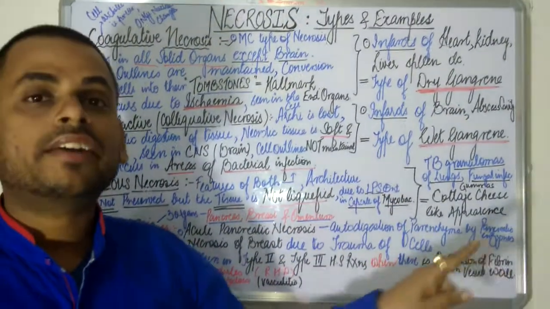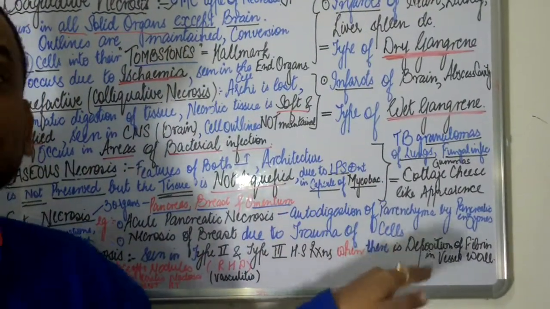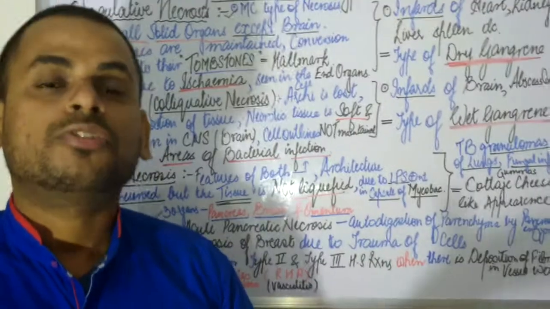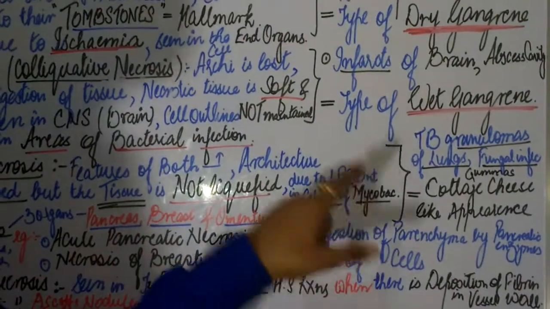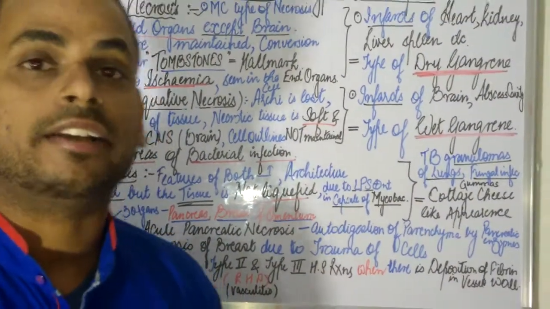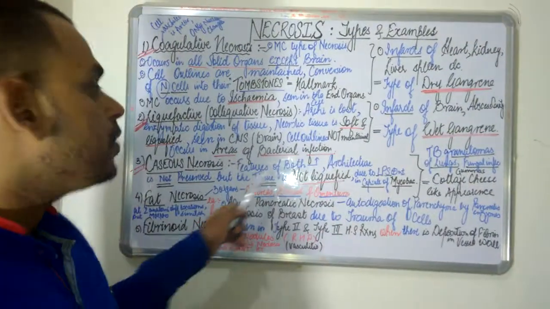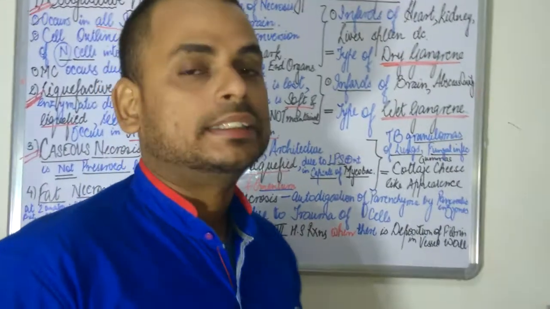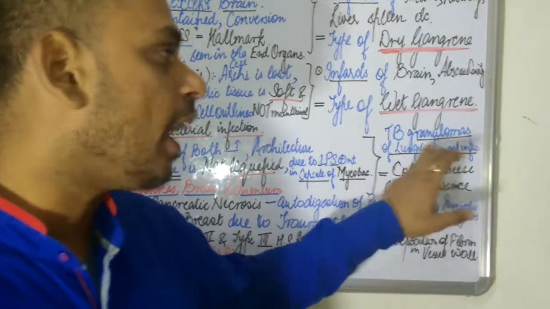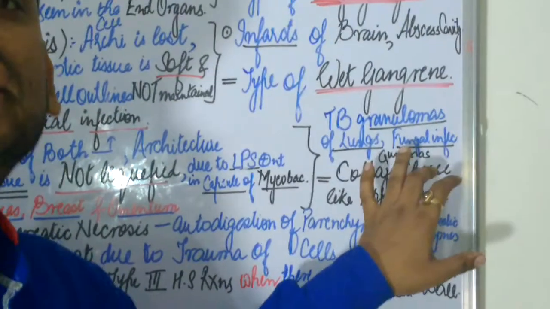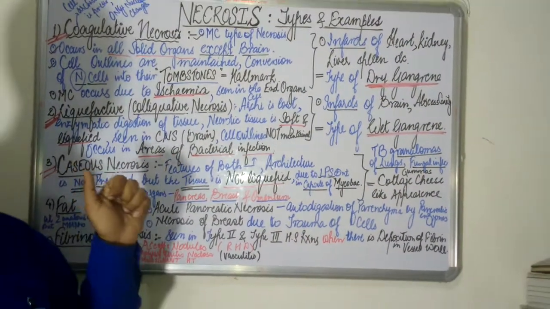At the cellular level, in the capsule of Mycobacterium tuberculosis, the causative organism for tuberculosis, there is a lipopolysaccharide which is responsible for the caseating phenomenon, that is, the caseous necrosis, which gives it a cottage cheese appearance. The very famous examples include the tubercular granulomas of the lungs, the fungal infections, and the gummas. These three are the widely known examples for caseous necrosis.